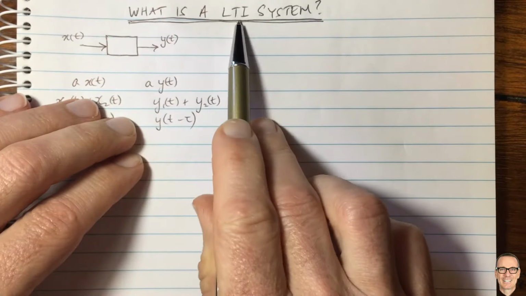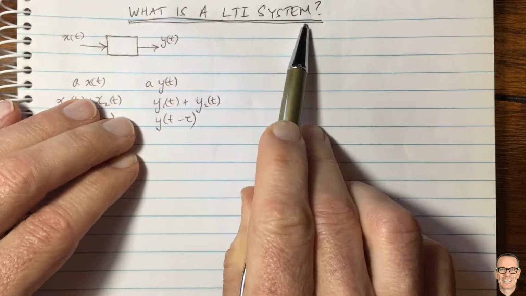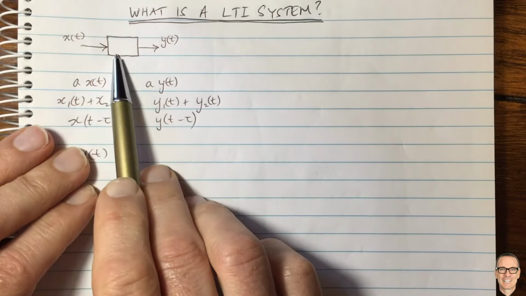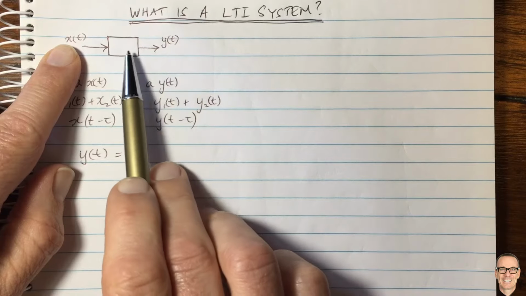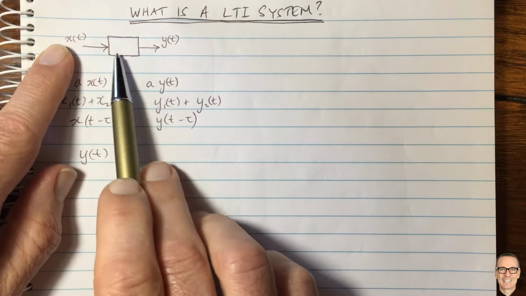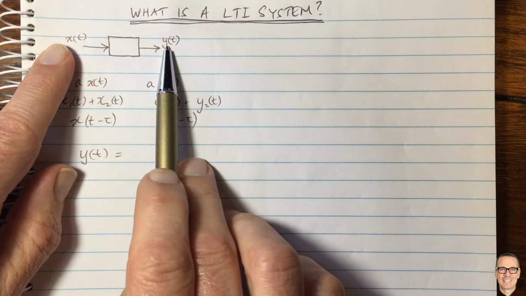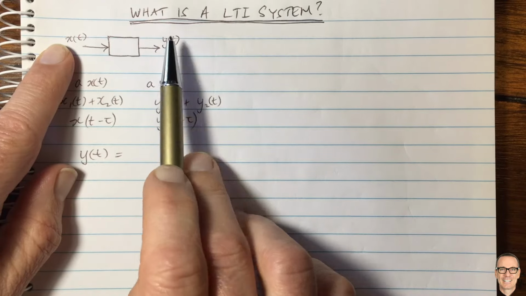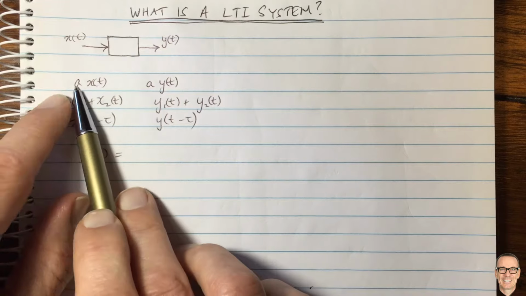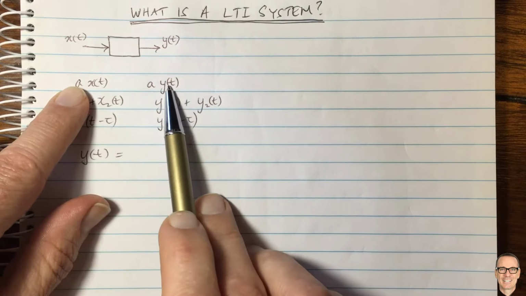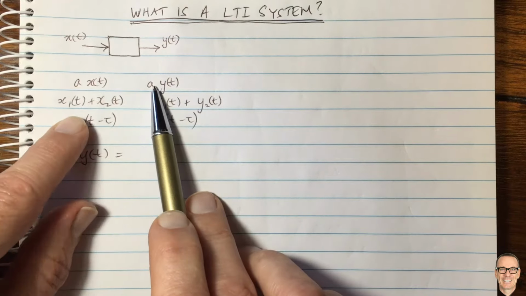So what is a linear time invariant system? Well, here's a system where you put a signal in and a signal comes out. For example, this might be speaking into a microphone and the signal coming out of the microphone. And if it's linear, then if you put in a signal which is A times bigger, then you'll get a signal out which is A times bigger.